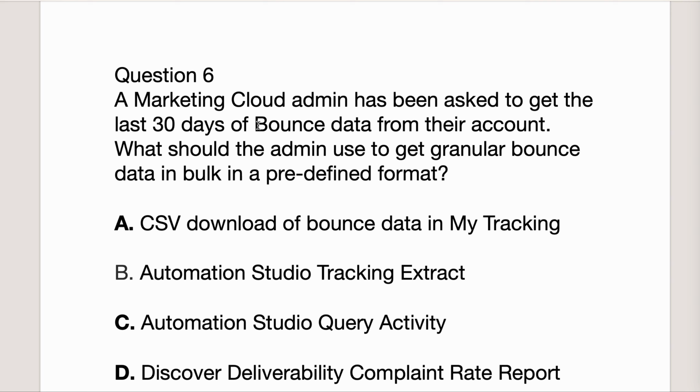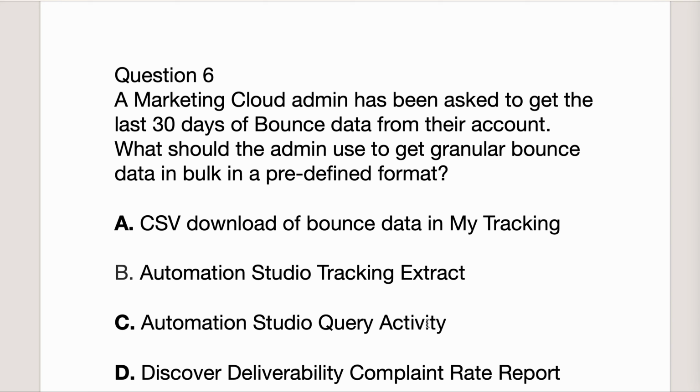Now this is another question. A Marketing Cloud admin has been asked to get the last 30 days of bounce data for their account. What should the admin use to get granular bounce data? If you want bounce data coming in, I just explained data views, and if you want to use data views, you have to use a SQL query. Then there's the CSV download of bounce data in My Tracking. There's a My Tracking in Email Studio as well, where you can do a CSV download, but it will not give you the 30 days of data in predefined formats in bulk. So Automation Studio tracking extract would not help you out, right?